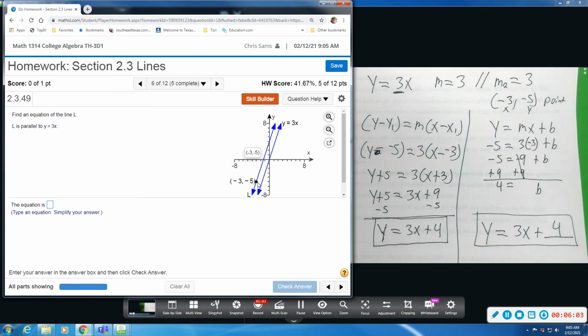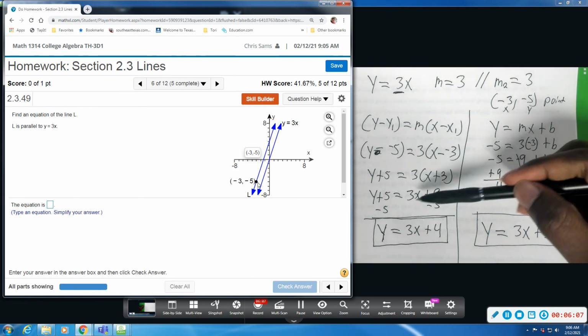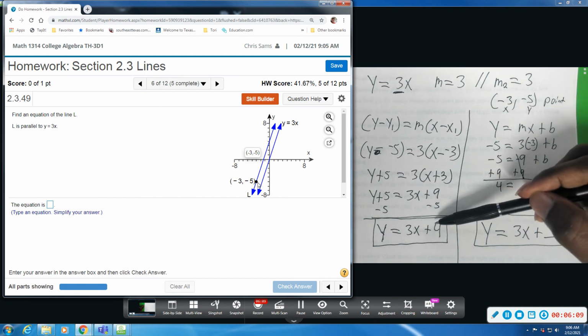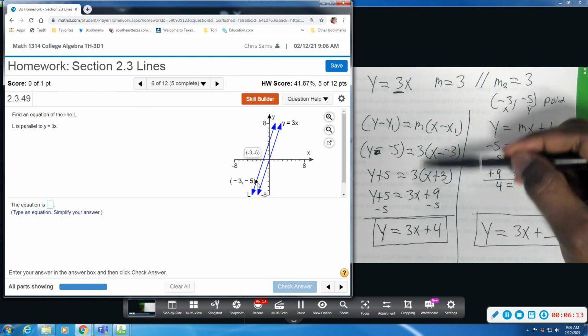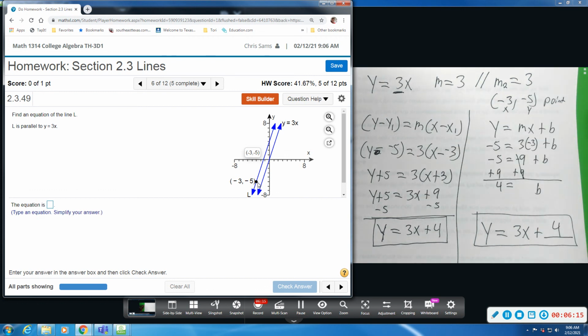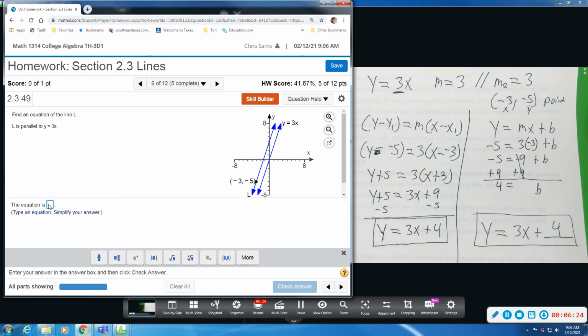You can pick which one you like. I'm partial to this method because I like to just go straight there. This one gets a little messy, or quite a bit messy, when you have fractions as your slope. So beware. I'll show you both when we get there if we see one like that. So the equation is y equals 3x plus 4.